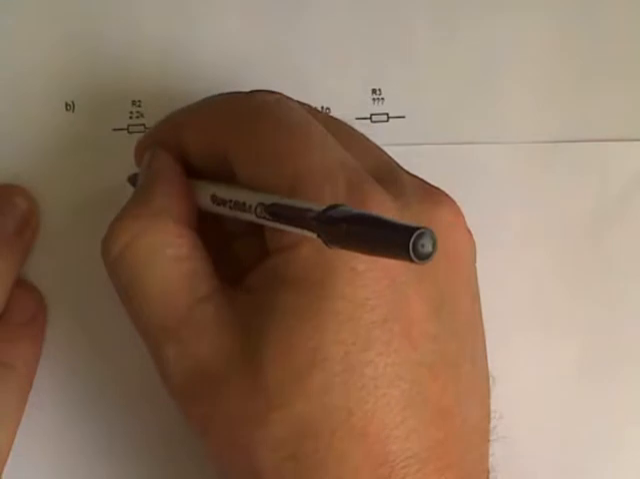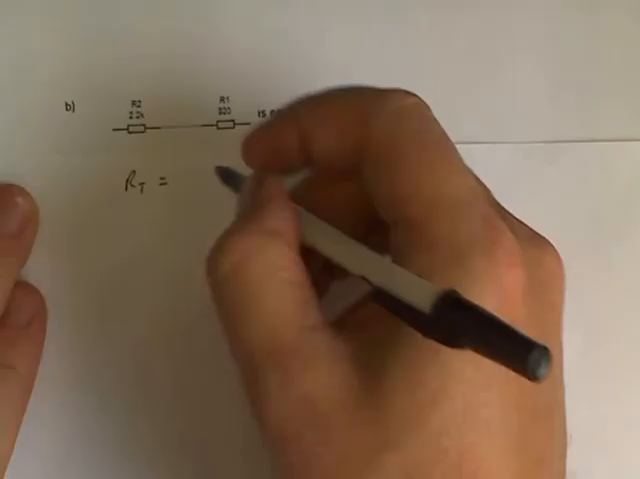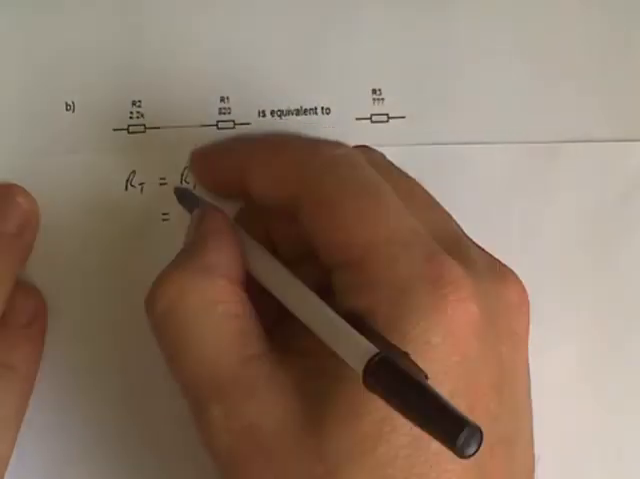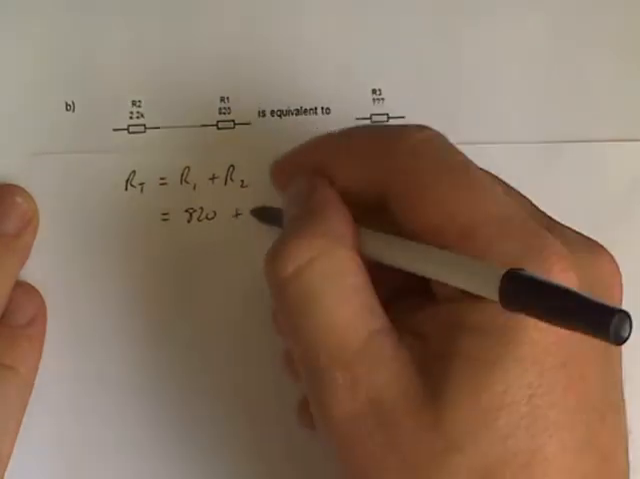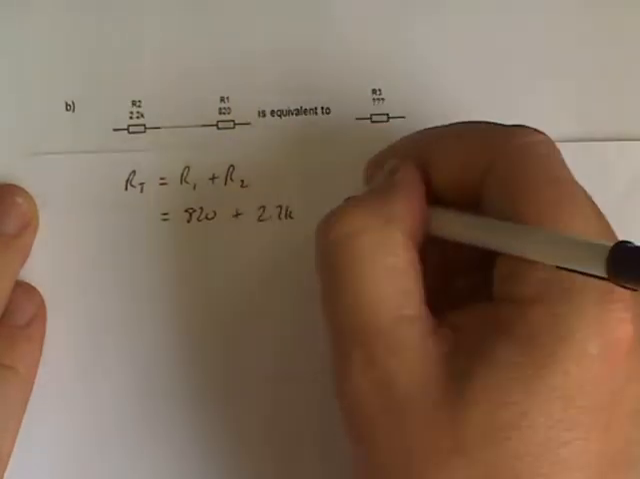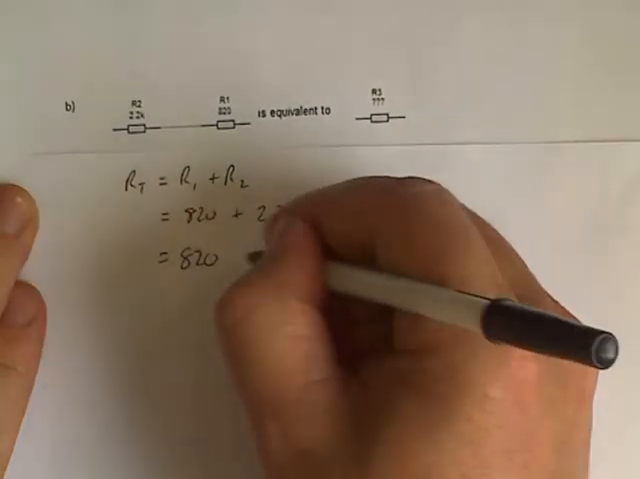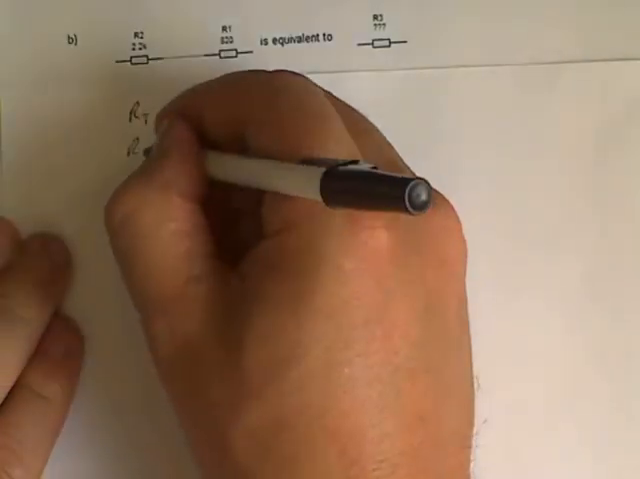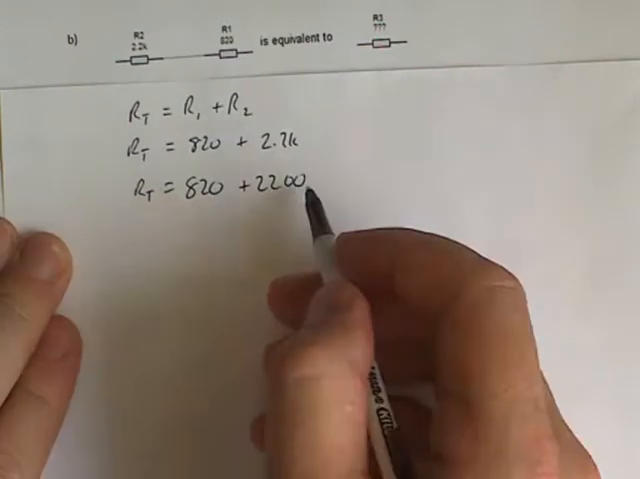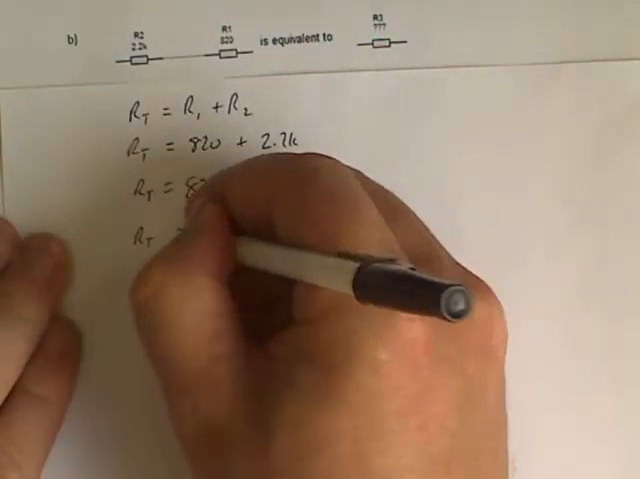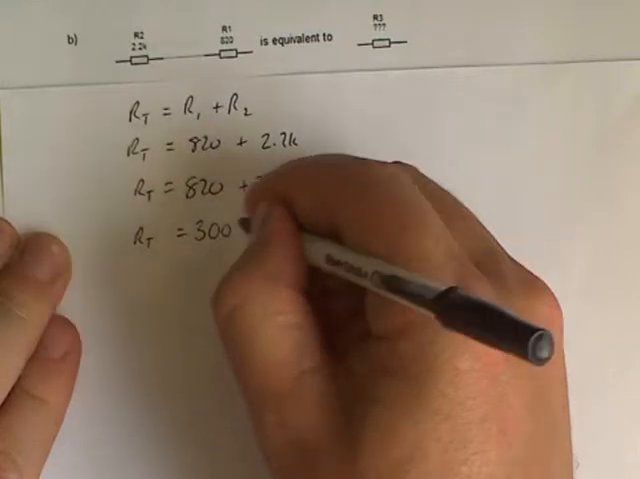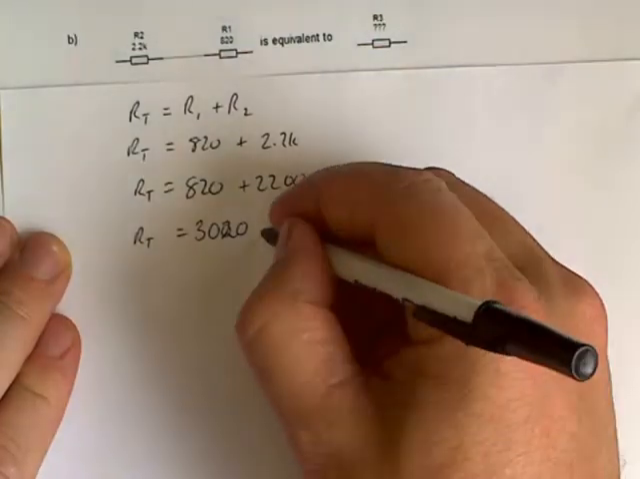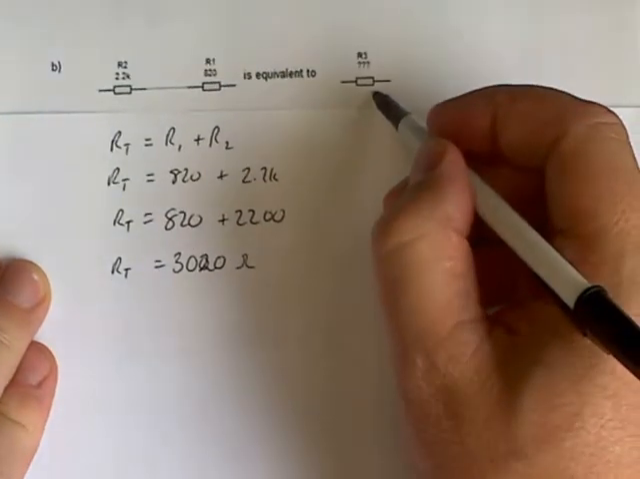So again, RT equals R1 plus R2, which is equal to 820 plus 2.2k, which is equal to 820 plus 2200. Okay, add the two together, I'm going to get 3020, 3020 ohms as my equivalent total resistance.